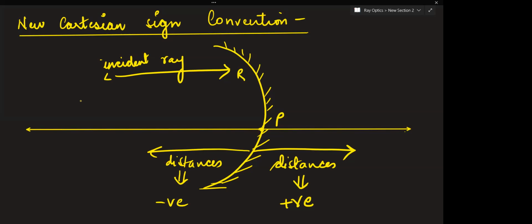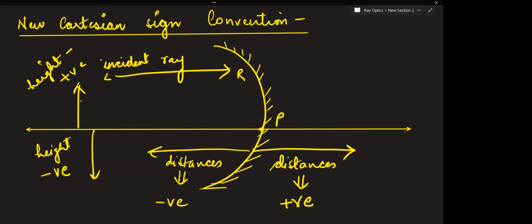Now, any object's height or image's height that is formed above the principal axis, you take it as positive, and the height formed below the principal axis, of image or of object, whatever, is taken as negative.